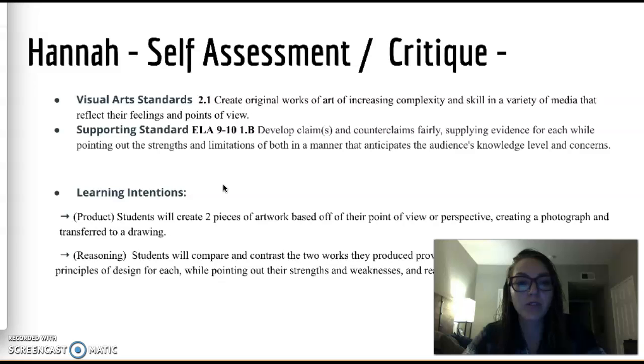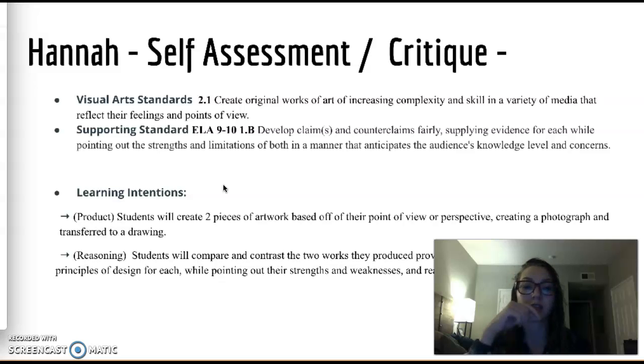First off, we're starting with the Visual Art Standard 2.1, which is to create original works of art of increasing complexity and skill in a variety of media that reflect their feelings and points of view, there being the students. And then the supporting standard of ELA in grades 9 and 10 is to develop claims and counterclaims fairly, supplying evidence for each while pointing out the strengths and limitations of both in a manner that anticipates the audience's knowledge level and concerns.